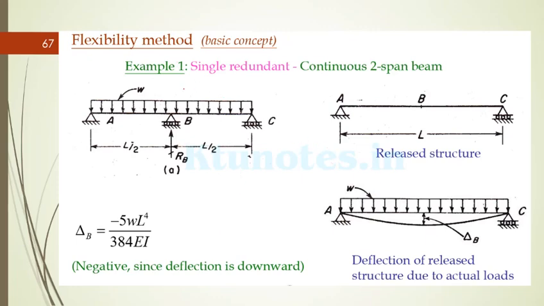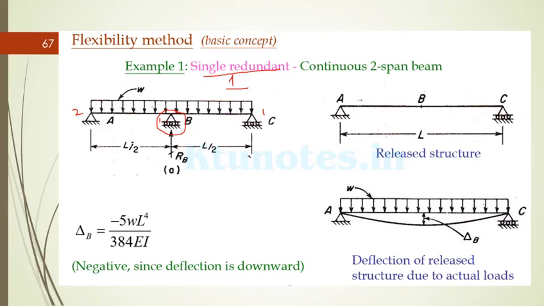We will see this problem. The flexibility method, basic concept, example 1, a single redundant continuous two span beam. So we could have analyzed this beam if this support is not there. This support makes the beam redundant to 1 degree, because here two unknowns are there, here one unknown is there, here also one unknown is there. So 4 unknowns and 3 equations will give you redundancy of degree 1. So how to find the redundant? There's a reaction force here, which is unknown to us.